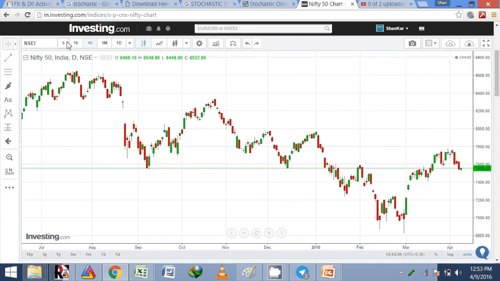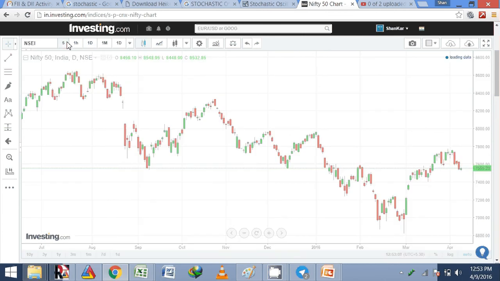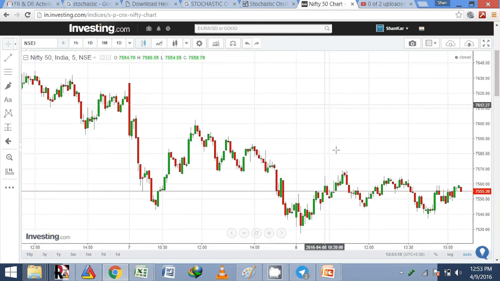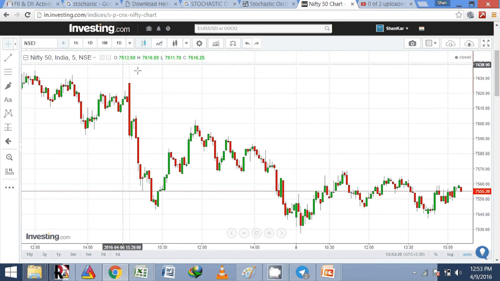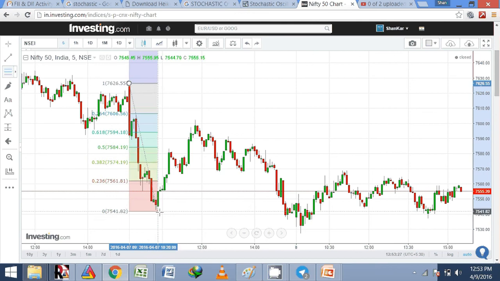First let's start with a 5-minute chart. I hope this chart is clear for everyone. You can find a nice swing here, so people will be very interested to short this swing. So let's see what really happened in this swing.